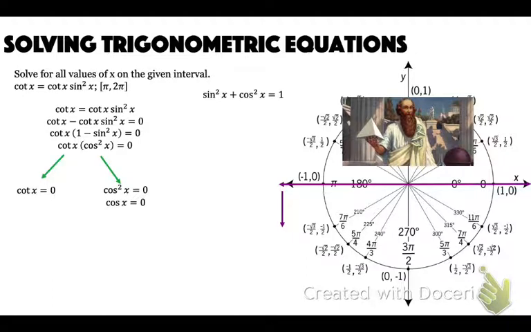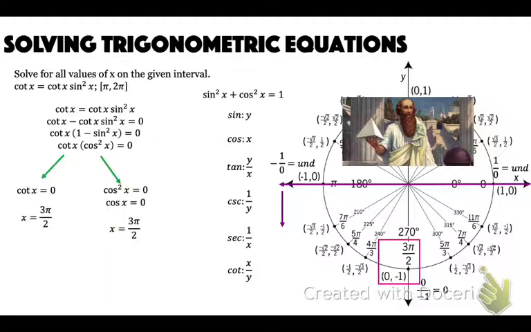So where cotangent of x equals 0, well, cotangent is x over y, if you remember from stuff we were doing last unit. And we want to figure out where x over y equals 0. So it's going to be one of these endpoints. But at pi and 2 pi, it's undefined. And at 3 pi halves, it is 0. So that's going to just be at 3 pi halves. And same for cosine. That's the only place that cosine equals 0, also at 3 pi halves. So our answer here is that x equals 3 pi halves.